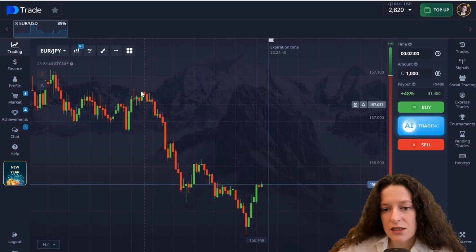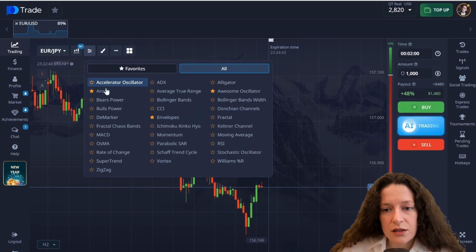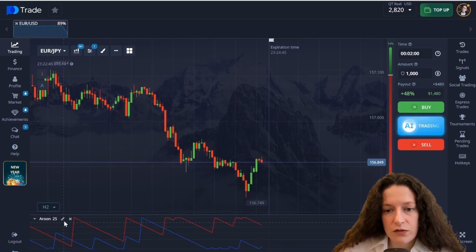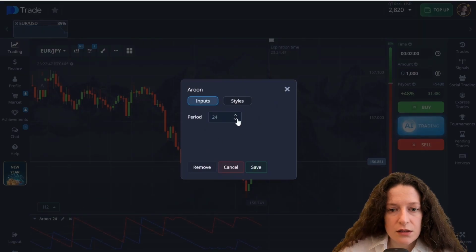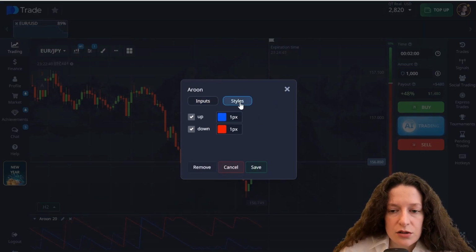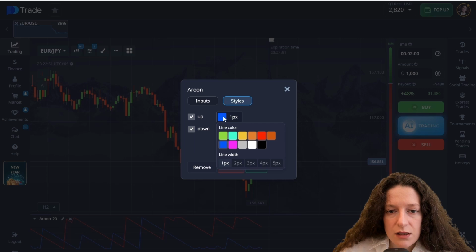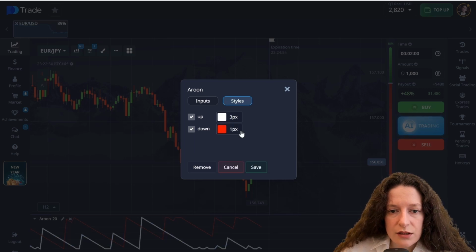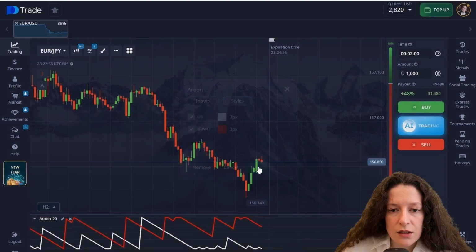I'm starting to set up the Aroon indicator, which is very useful in the method. Let's set the period to 20, change the color to white and red, thicken lines and save.